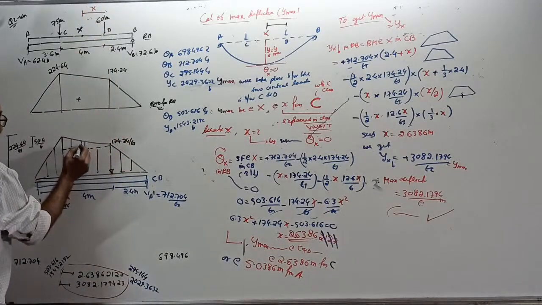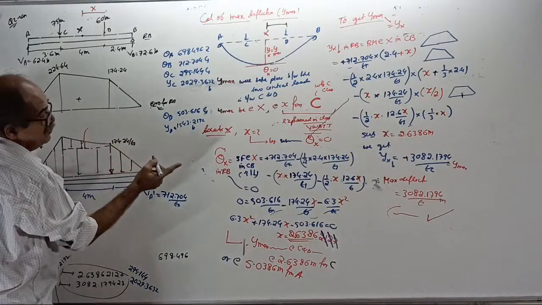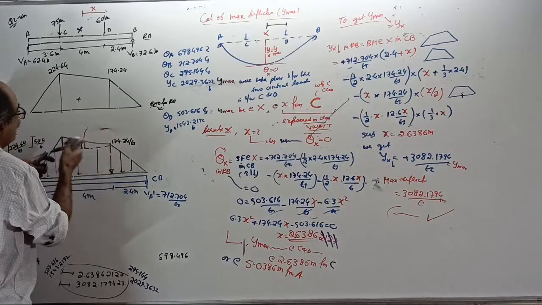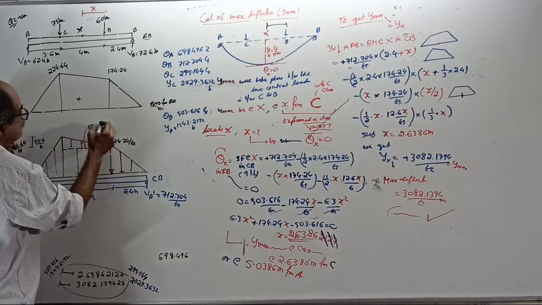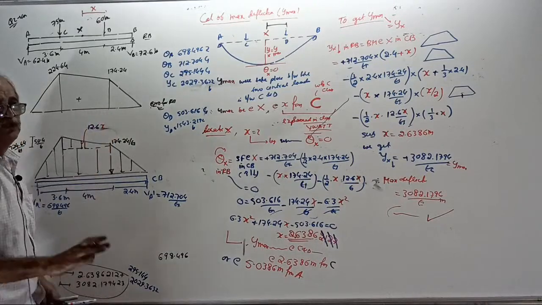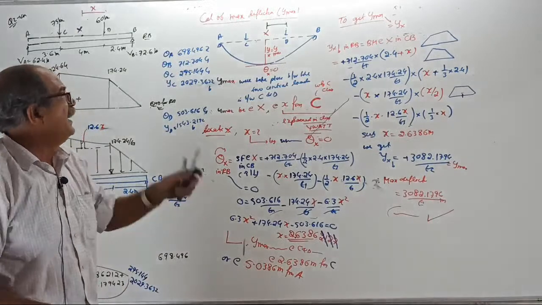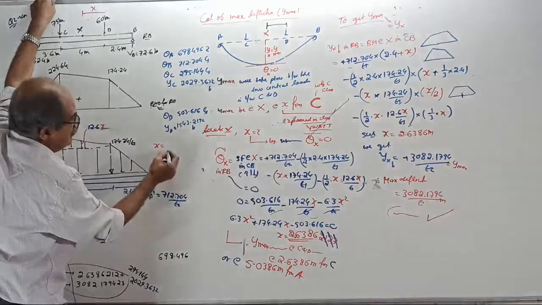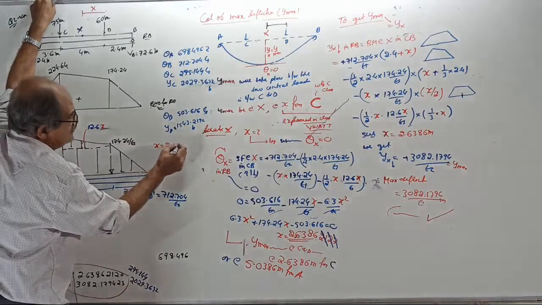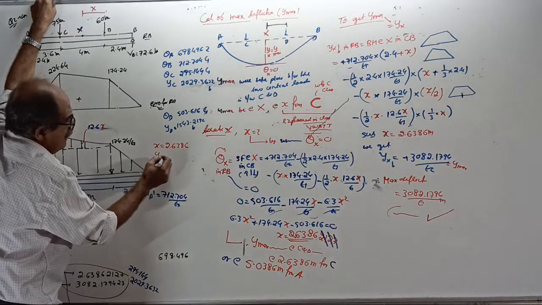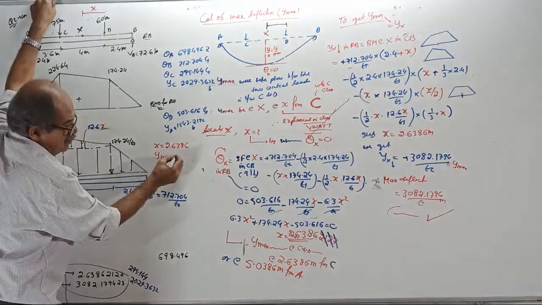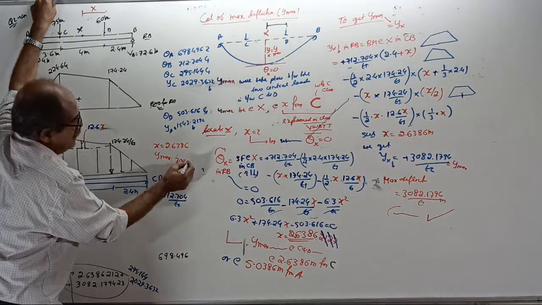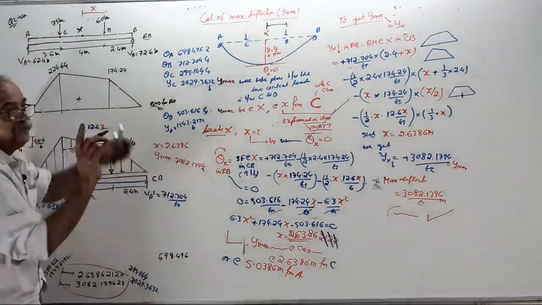Now, this ordinate will come the same as last time: 12.6x. This will come the same as last time, 12.6 into x. Now, can you solve the question and check the answer? Whatever x you got last time, now also x will come the same as last time, 2.6386 meter. Y max also will come equal to 3082.1794.